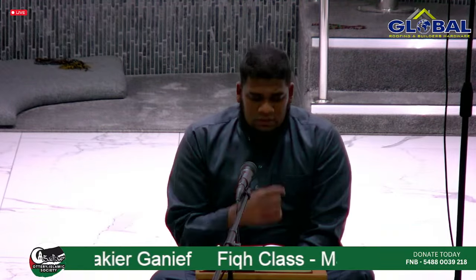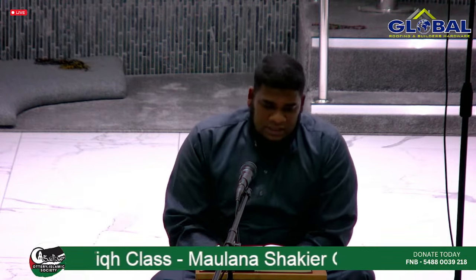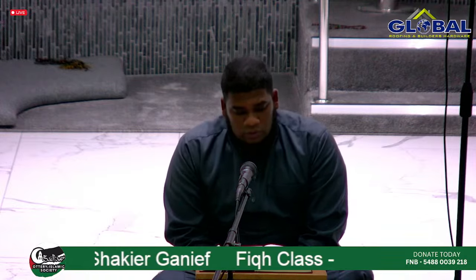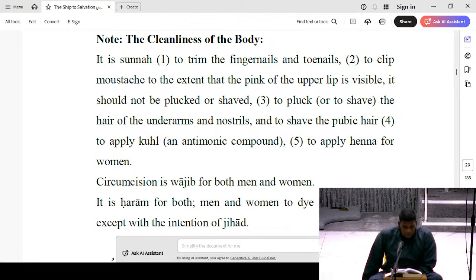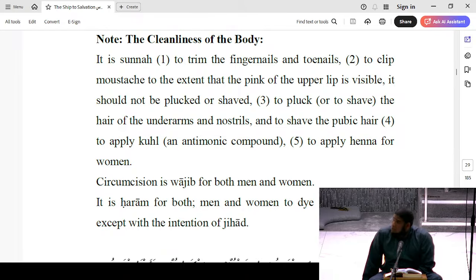Okay? It is sunnah to trim the fingernails and toenails, to clip the moustache to the extent that the pink of the upper lip is not visible. It should not be plucked or shaved. To pluck or to shave the hair of the underarms and nostrils. To shave the pubic hair, to apply kuhul, surma, to apply henna for females.